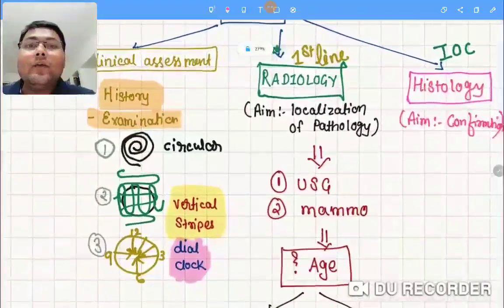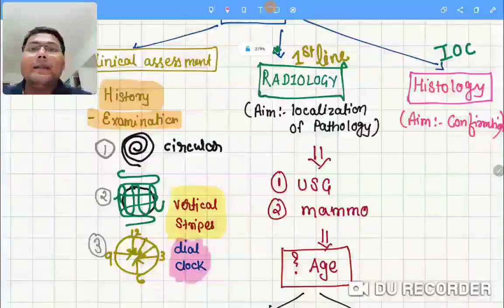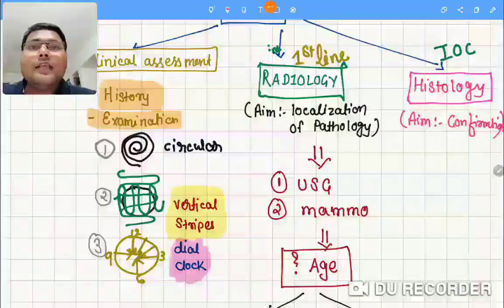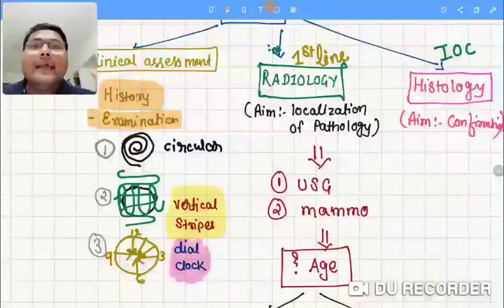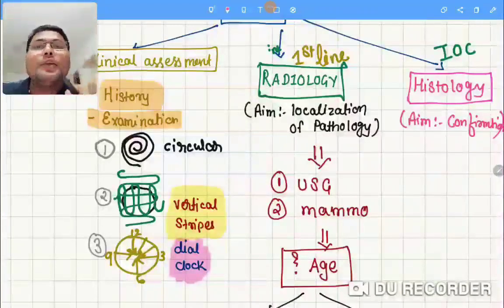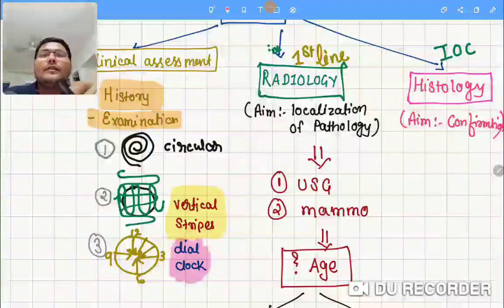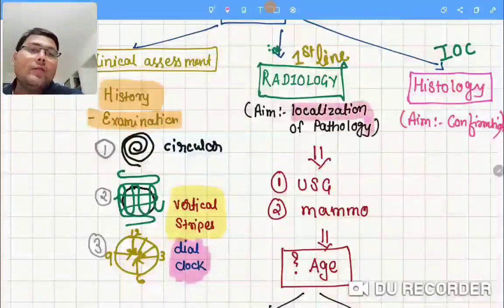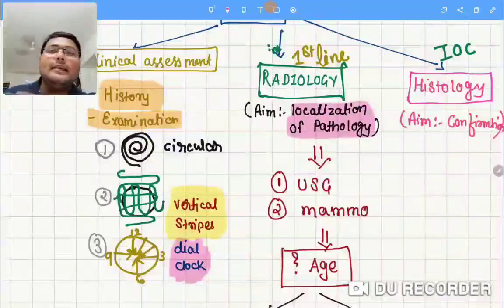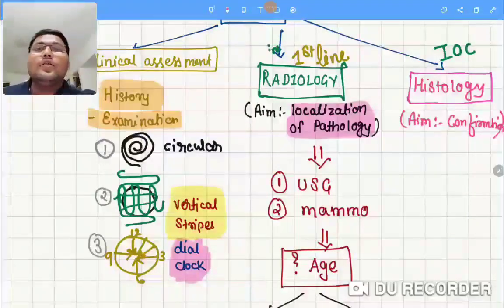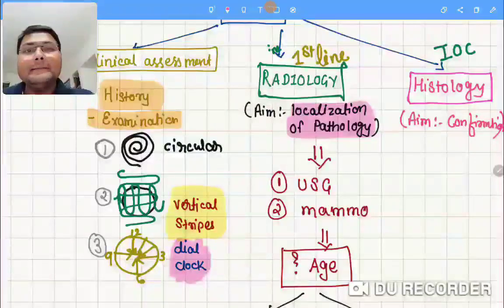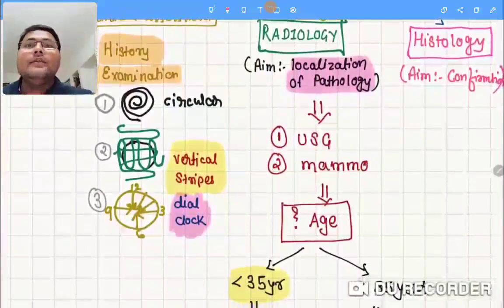You cannot say confirmatively that this swelling is benign or malignant based on radiological investigation, right? You have to go for a tissue diagnosis for that. The only aim of radiological investigation is localization of pathology. You cannot surely say whether this swelling is benign or malignant based on radiological investigation. So in radiology we have two investigations.